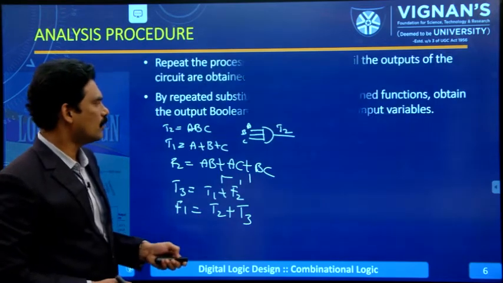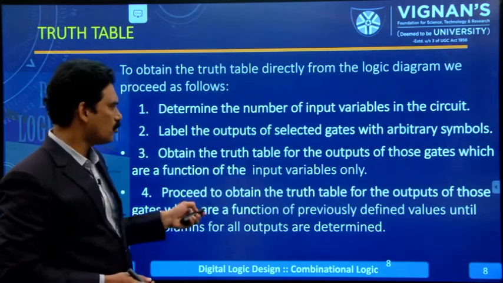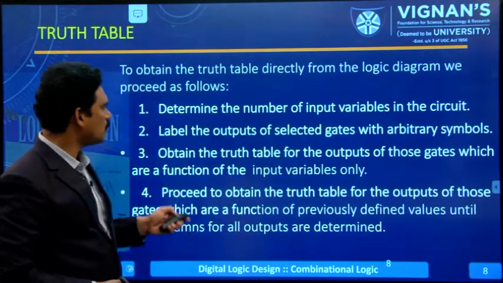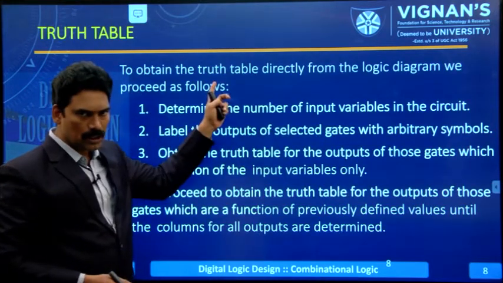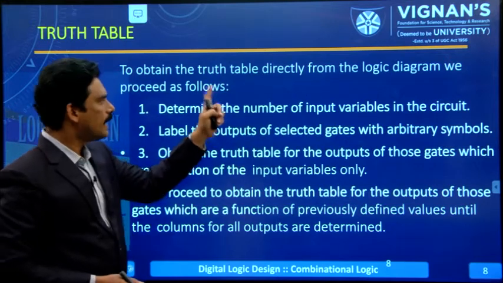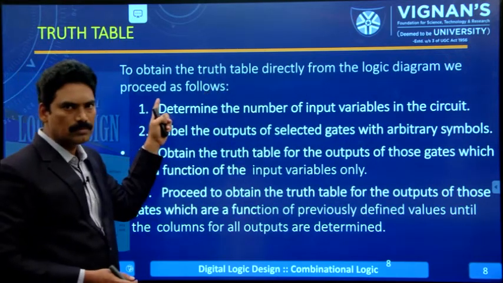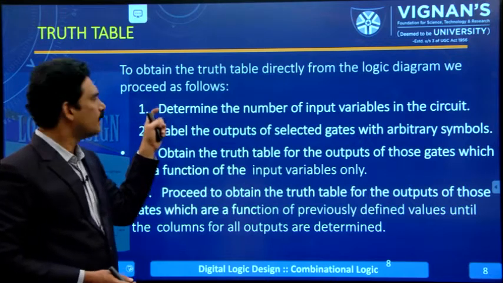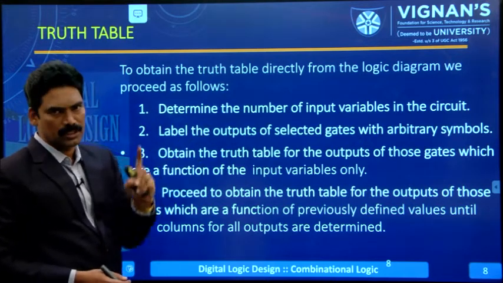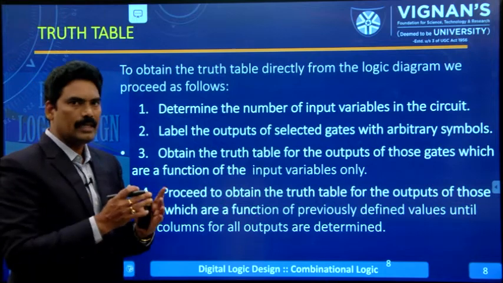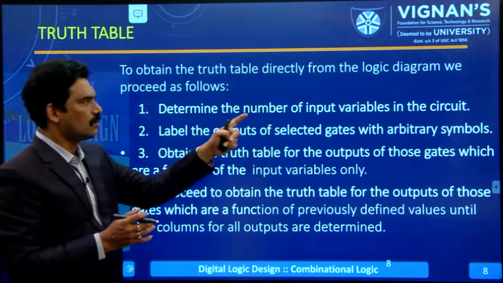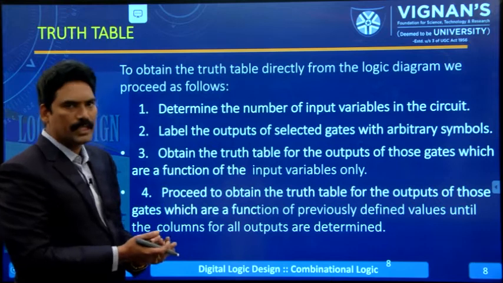So, what is a truth table for this same example? What is the procedure to obtain the truth table? Directly from the logic diagram, we proceed as follows. The first one is determine the number of input variables in the circuit. How many input variables are there?